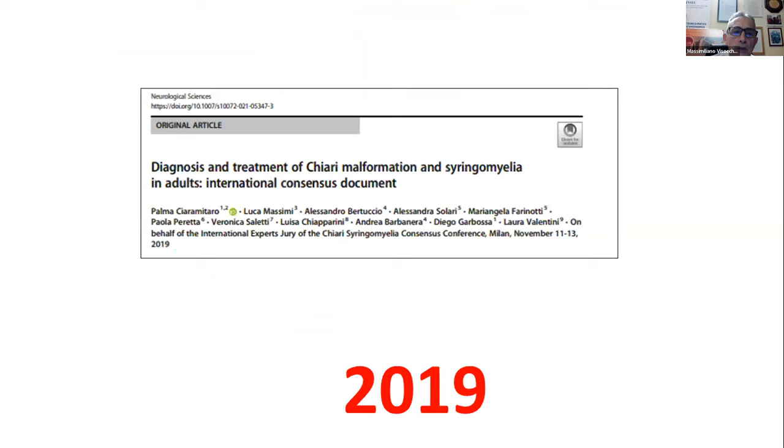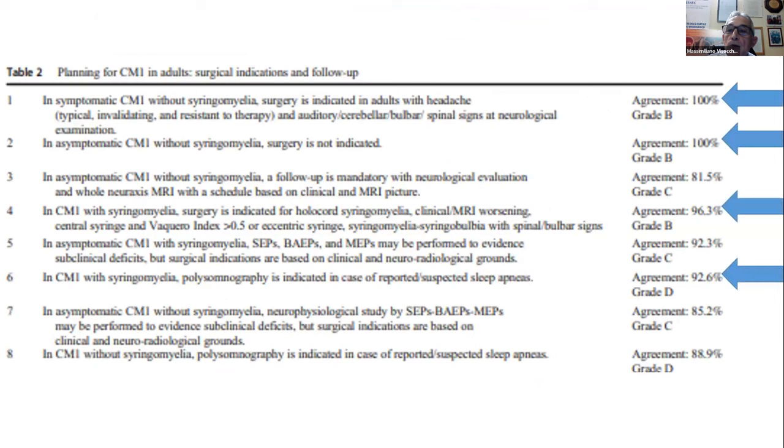This is the publication of the last consensus conference, 2009, and you see that 100% of the expert panel is in favor of a wait-and-see policy when dealing with asymptomatic Chiari malformation type 1, without syringomyelia.